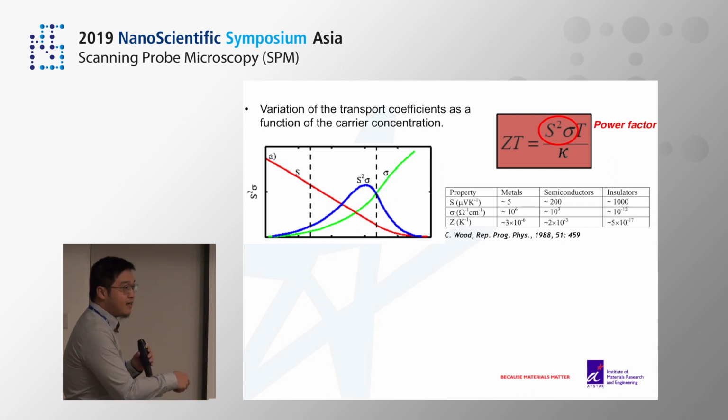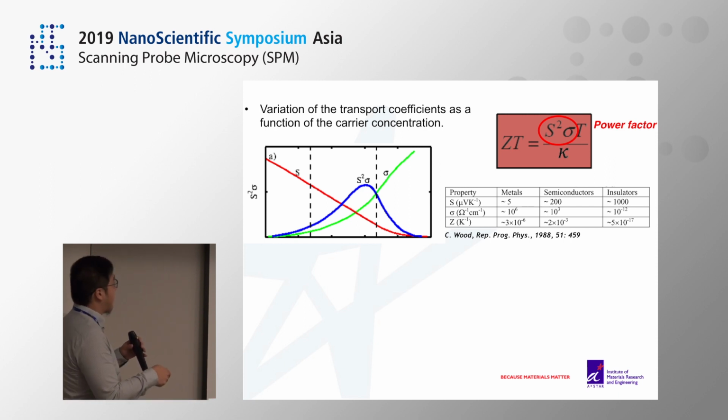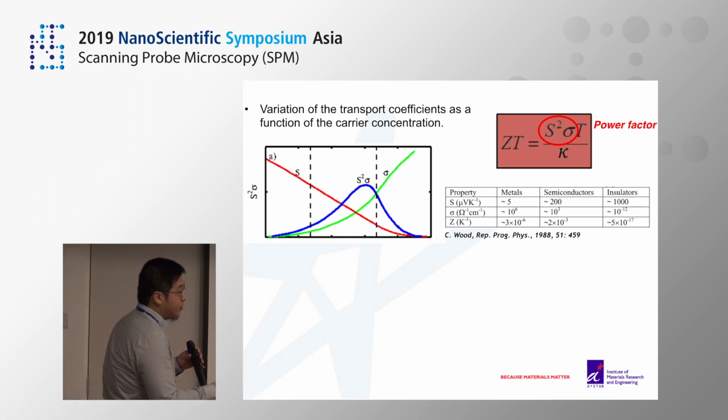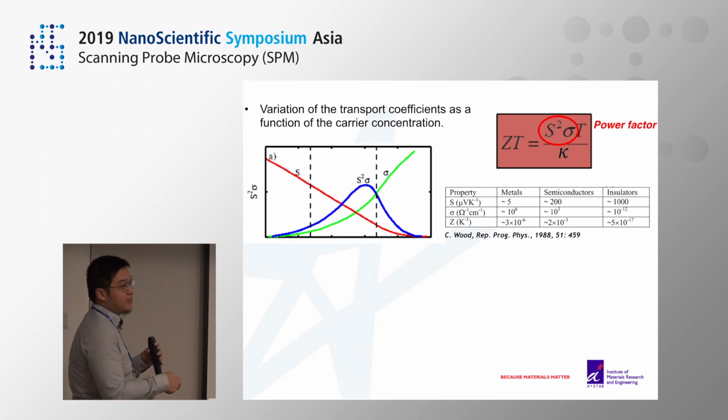The x-axis here is the carrier concentration, and when you increase the carrier concentration in the material, the electrical conductivity will increase. However, at the same time, the Seebeck coefficient will drop. Where you have a very high carrier concentration, like metals, the Seebeck coefficient is very small, around the microvolt per Kelvin range. Although the Seebeck coefficient in an insulator is very big, the low electrical conductivity prevents any charge current from passing through the material.